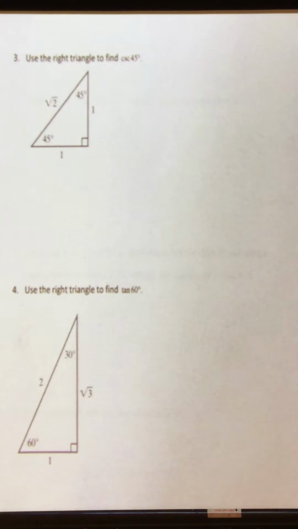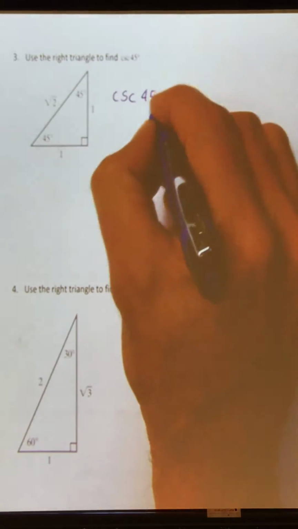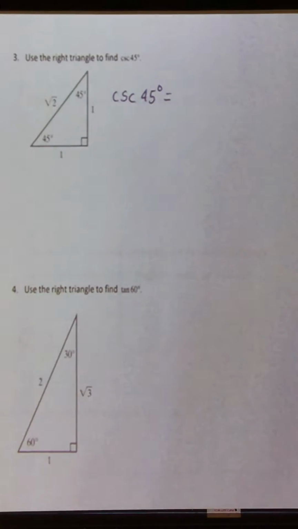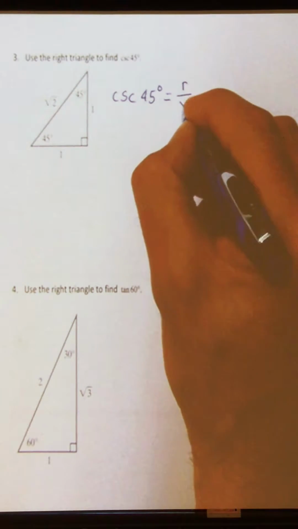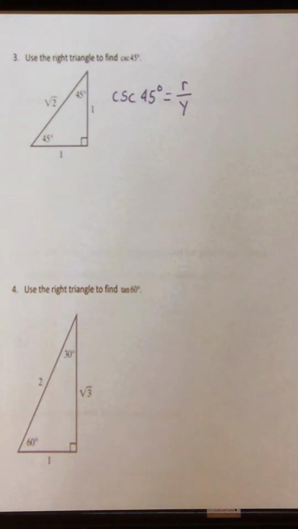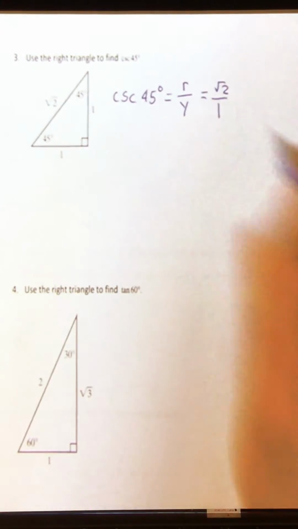Use the right triangle to find the cosecant of 45 degrees. Okay. Well, we have choices here. We can use our definition for the cosecant of the angle. Cosecant of 45 degrees is defined to be the hypotenuse length r divided by the opposite length y. So looking at it that way would give us root 2 divided by 1.